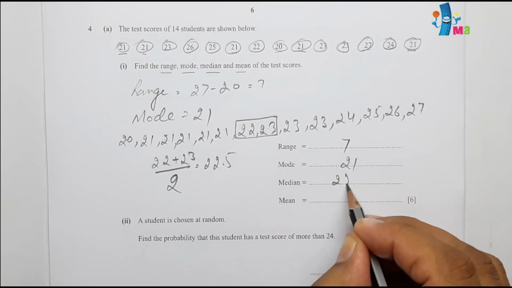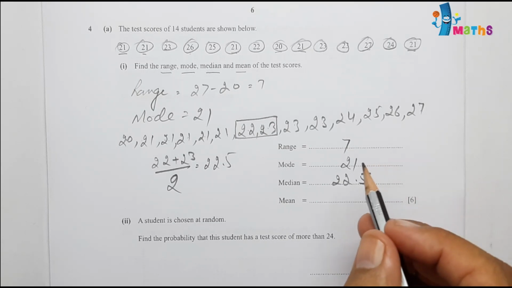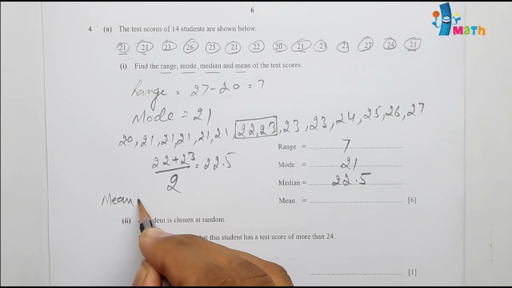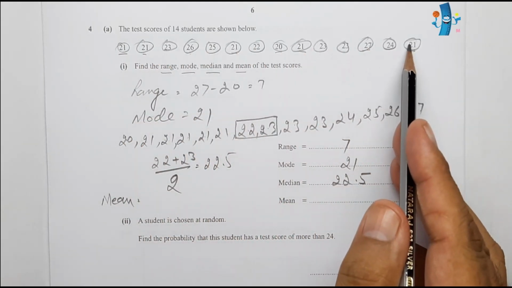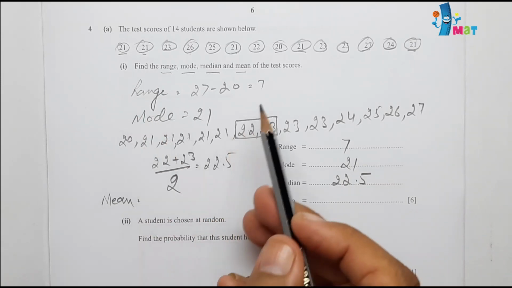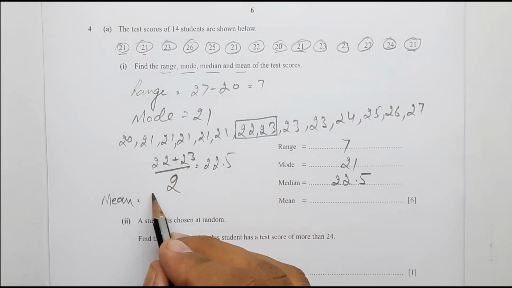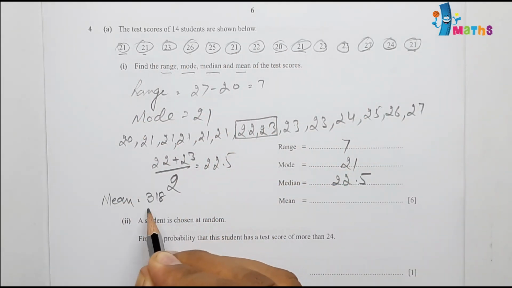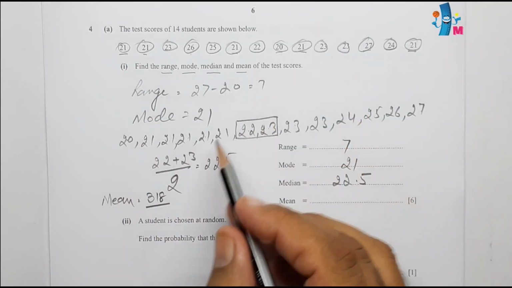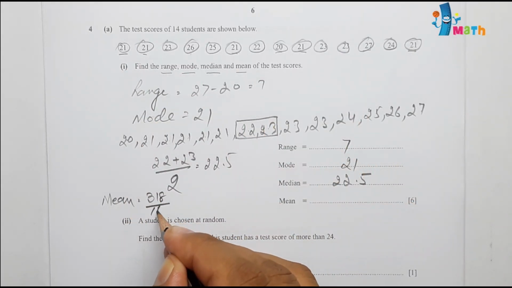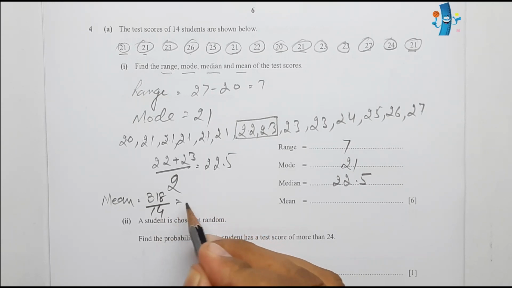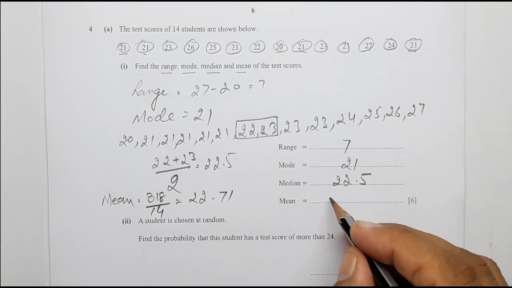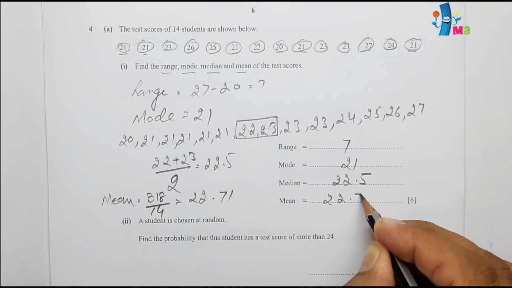So our median will be 22.5. And now for the mean value: the mean is summing up all the values and dividing it by the number of values. So we can add up all these numbers. This will be 318 divided by the number of terms. So these are 14, so 318 divided by 14 will be 22.771. So we can write three significant figures, 22.7.